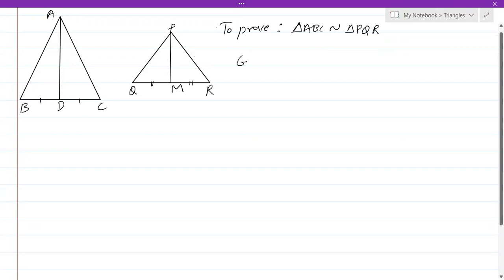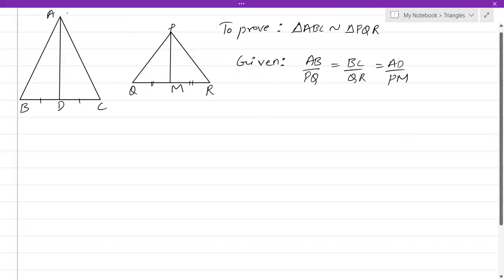So what they have given us is, they have given sides AB, BC and AD and PQ, QR and PM of triangle ABC and PQR are in proportion. That is, AB by PQ will be equal to BC by QR will be equal to AD by PM. This is given. That is, sides AB, BC and AD are in proportion, in the sense if you take the ratios with PQ, QR and PM, it is equal.